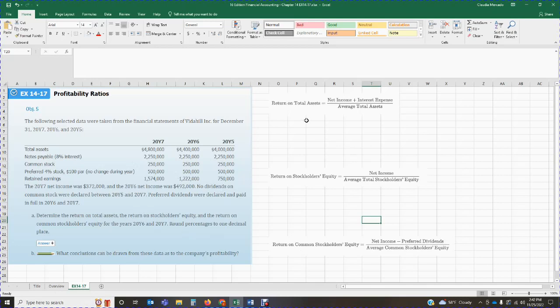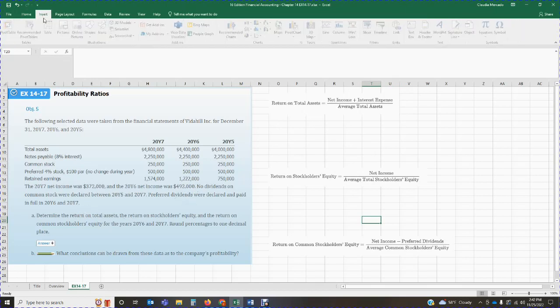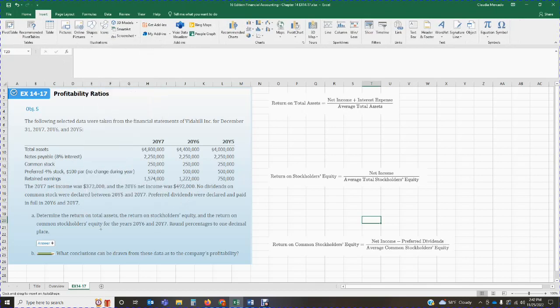Now let's start with the return on total assets. The return on total assets is equal to your net income plus your interest expense over your average total assets. So the first question I have is, do we have all of the components needed? Net income is provided. Net income is 372,492, so that is provided right here.